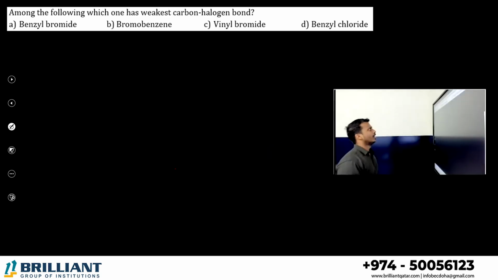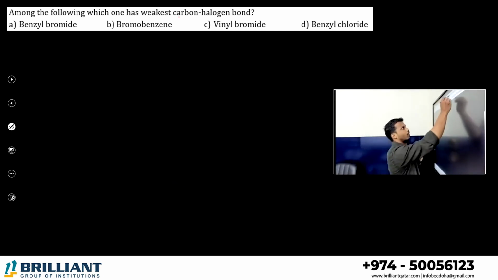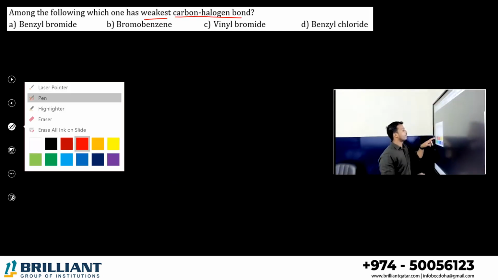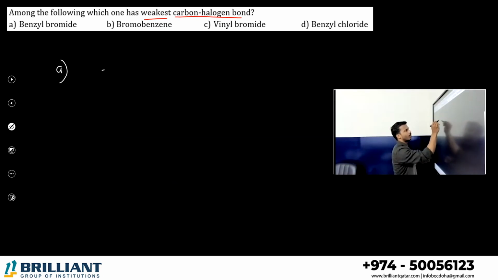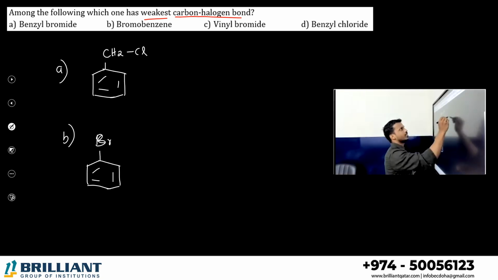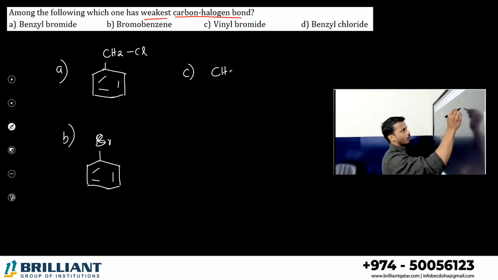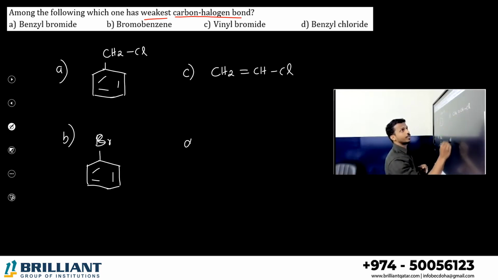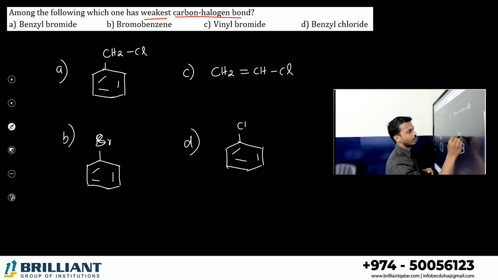Okay. Now, among the following, which one has the weakest carbon halogen bond? Let me write the structure of each compound. Option A, benzyl bromide. What is benzyl group? Benzene with the CH2Br. What is option B? Bromobenzene, okay, bromine on a benzene ring. What is option C? Vinyl bromide. What is option D? Benzyl chloride.